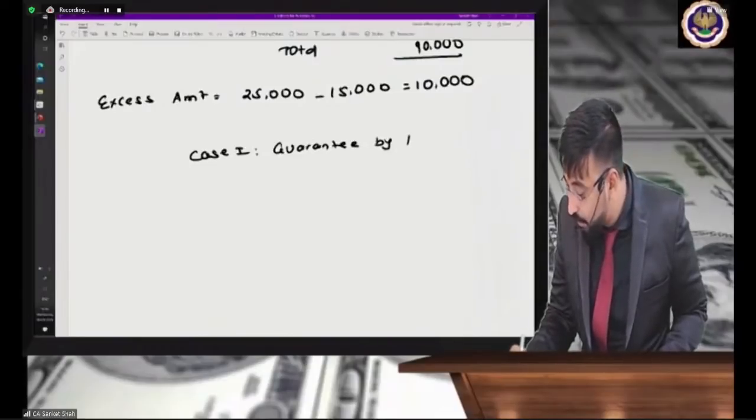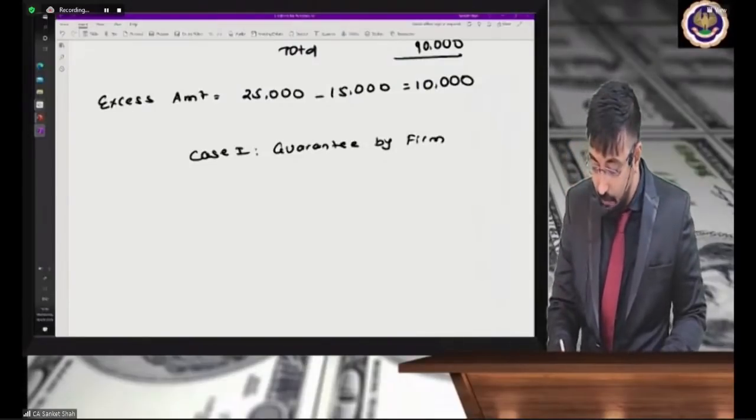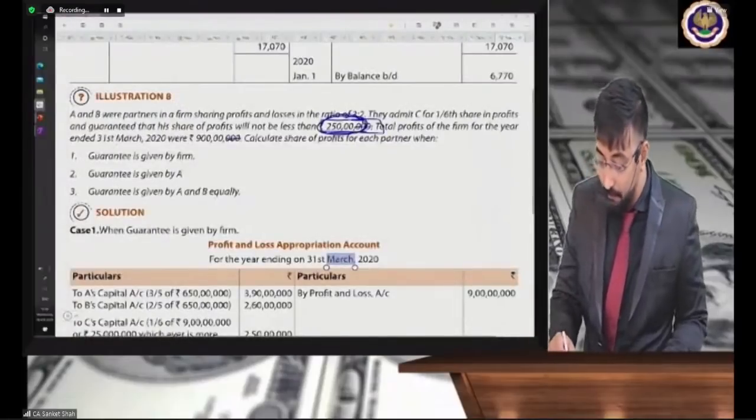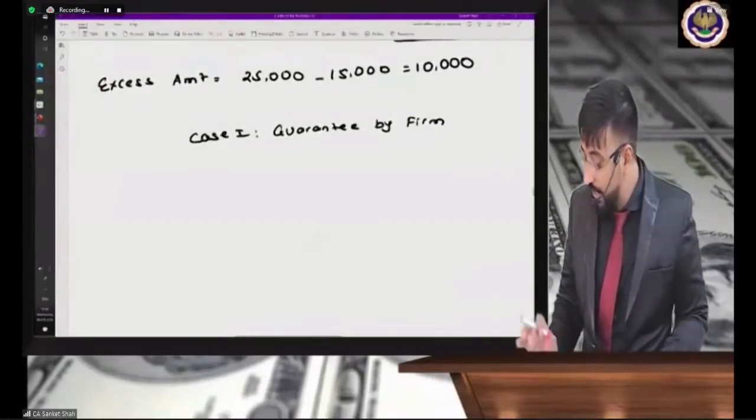Guarantee by firm. Not A and B. Read it carefully. The guarantee is given by the firm. Okay, so that excess amount.